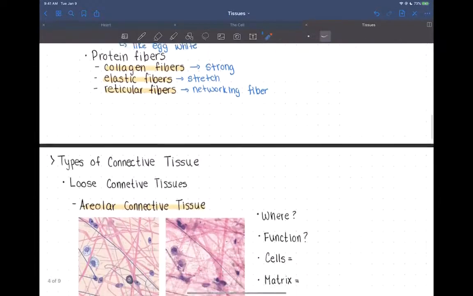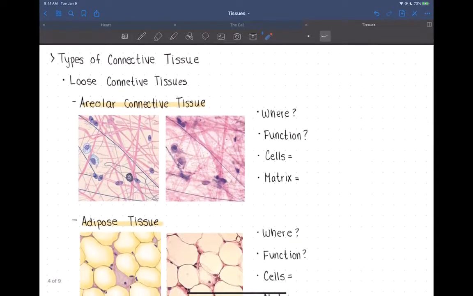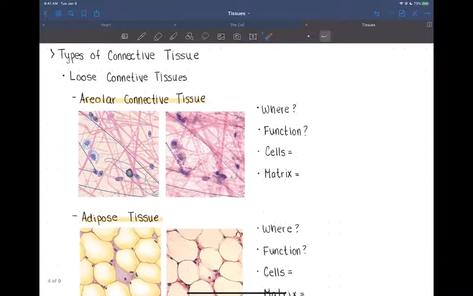Okay, so the first category of connective tissue we're going to talk about is called loose connective tissues. Our first one is the most typical example of a connective tissue that we could learn about. It's called areolar connective tissue. Areolar connective tissue is found always underneath epithelial tissue. When we said there's always connective tissue under epithelial tissue, it's areolar we're talking about.